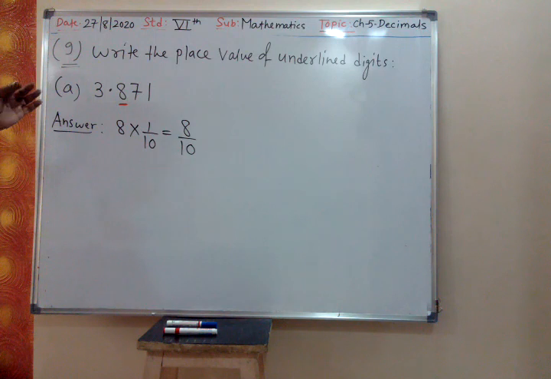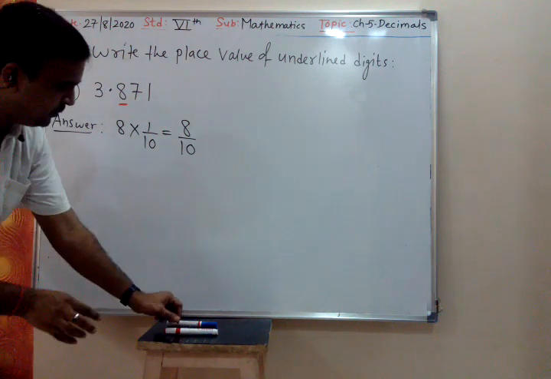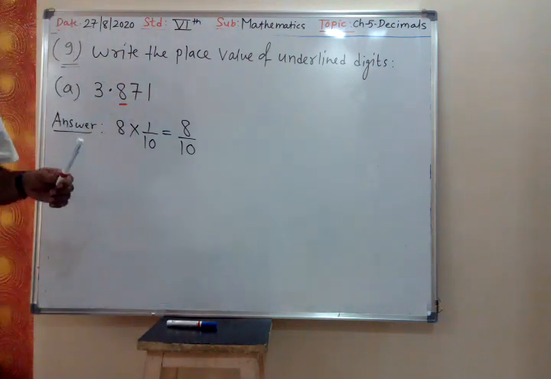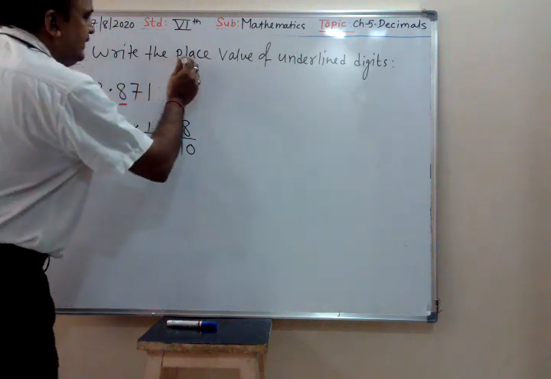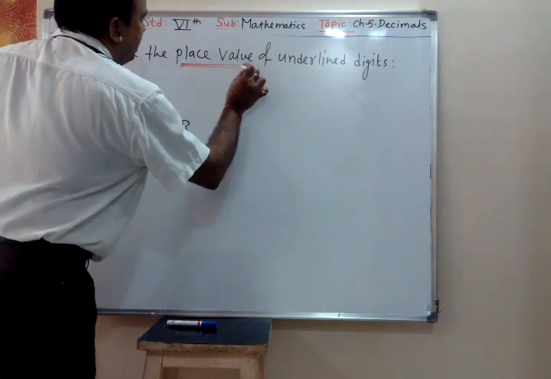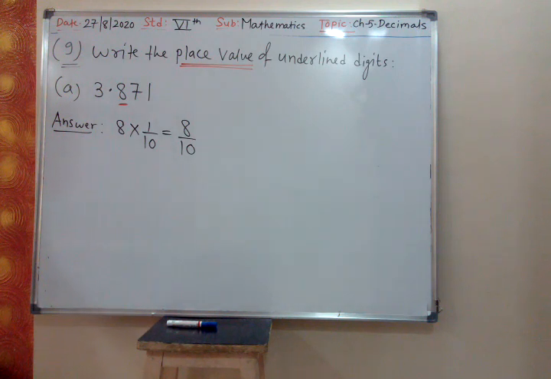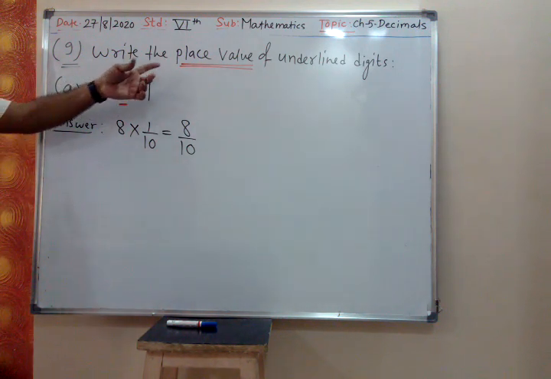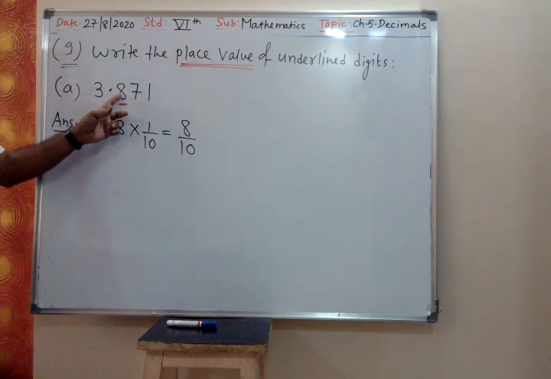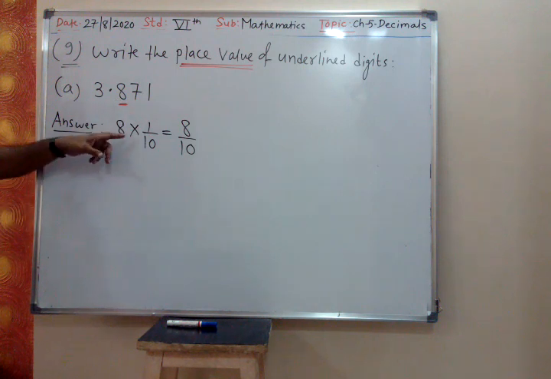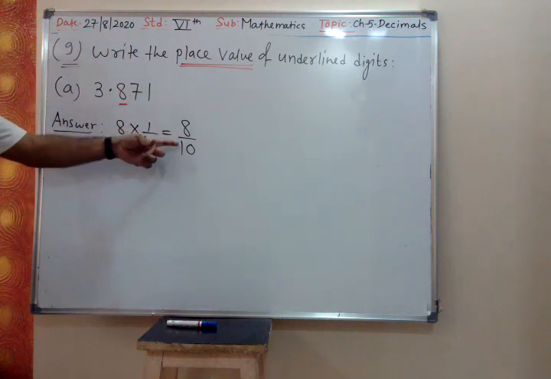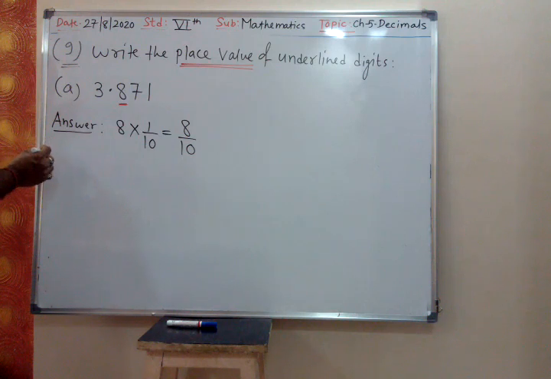Yes, because in the previous problem it was asked to find the place. Now in this it is asked to find the place value. Remember, it is place value, not place. Place means position. Place value means you have to multiply that digit by the position value. It is 8 at tenths position. So the answer is 8 upon 10.